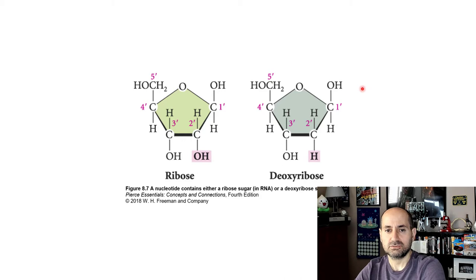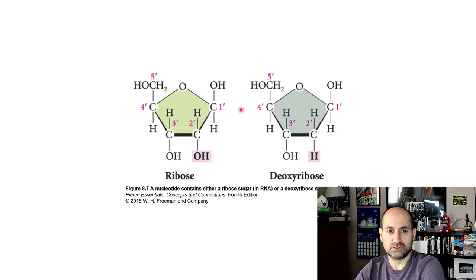And do you notice the difference? You see this pink box? This is the difference here. Ribose has a hydroxyl group here, and deoxyribose is missing that oxygen. It only has a hydrogen group. So that's why it's called deoxyribose. It's missing that oxygen, right?